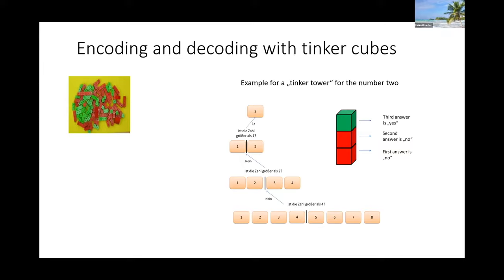Yeah, so the children were introduced to the method of encoding with the help of green and red Tinker cubes. That means they learned that each yes answer is encoded with a green cube and each no answer is encoded with a red cube. And the cubes are assembled from the bottom to the top in the same order as the question sequence, so that a Tinker Tower is obtained. As you can see, there's an example of a Tinker Tower for the number 2.